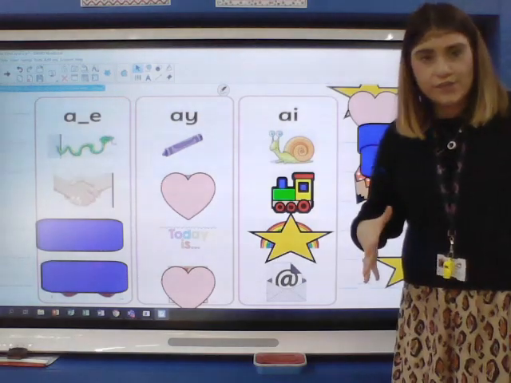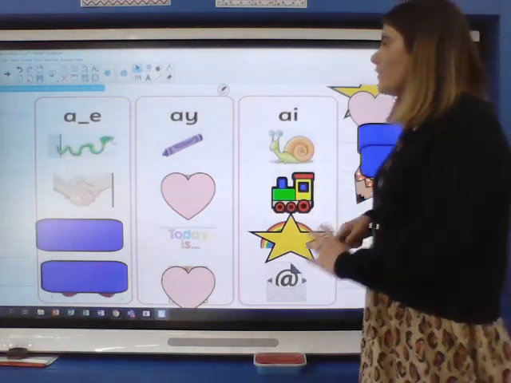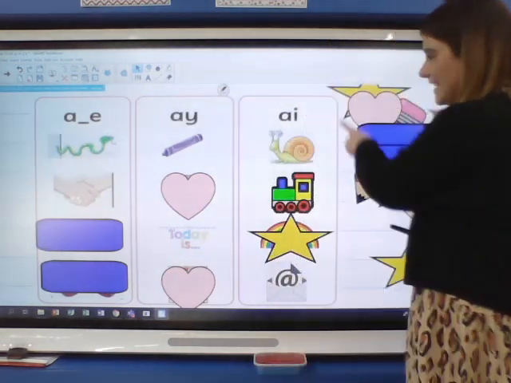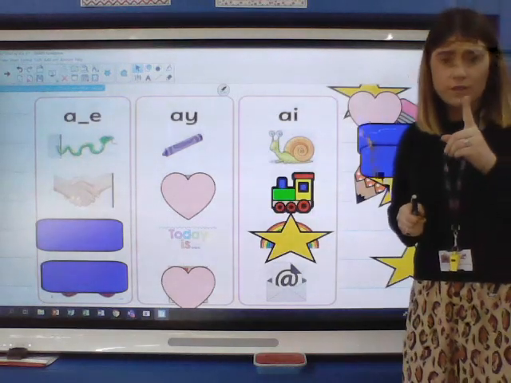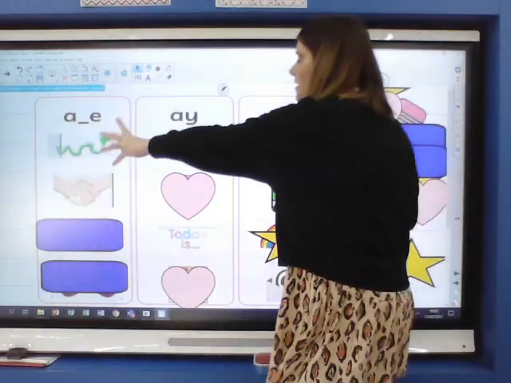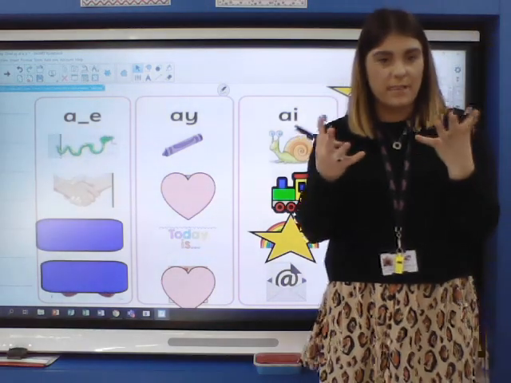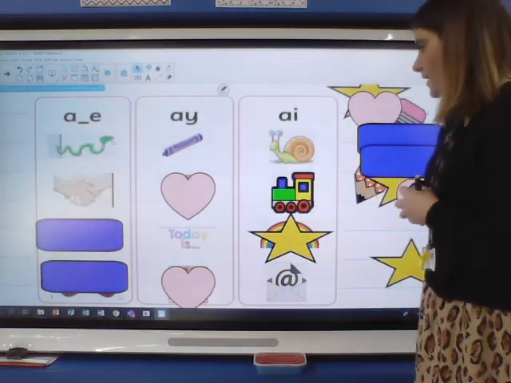So we're looking today, Year 2, at all of the alternative ways of writing the same sound. So one sound, but different graphemes, different ways of writing it and reading it within a word. Okay, let's go for the next one then.